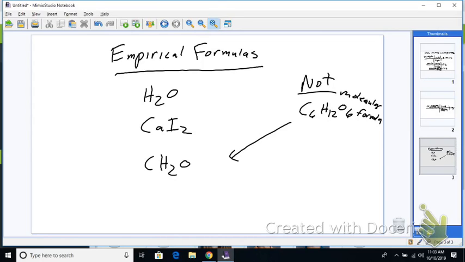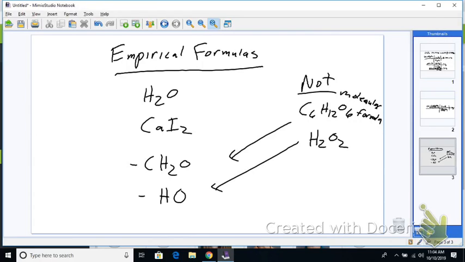Okay, here's another one that's a molecular formula. Hydrogen peroxide is H2O2. So what's the empirical formula for that? HO. When we solve for the empirical formula of glucose, we'll come up with a ratio of CH2O. When we solve for the empirical formula for H2O2, when we're given information to do that, we're going to come up with the formula HO.